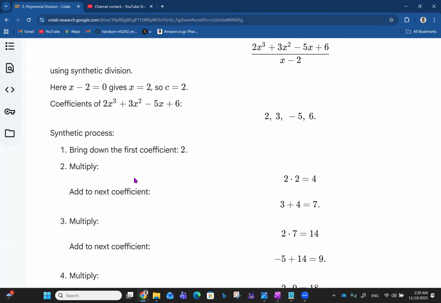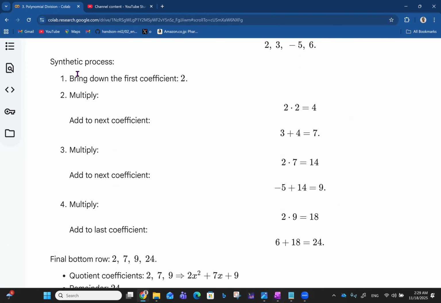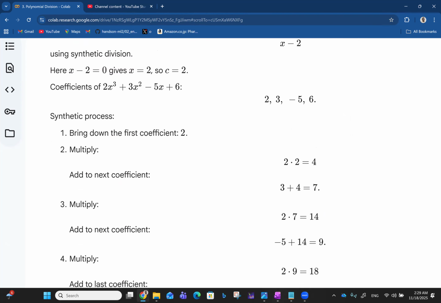All right. So for the synthetic process, follow. Bring down the first coefficient. The first coefficient is 2, so bring down this 2. Then you multiply that 2 by the 2 that c is. Multiplying by 2, we have 2 times 2 is 4. Then the next thing is you add this 4 to the next coefficient.